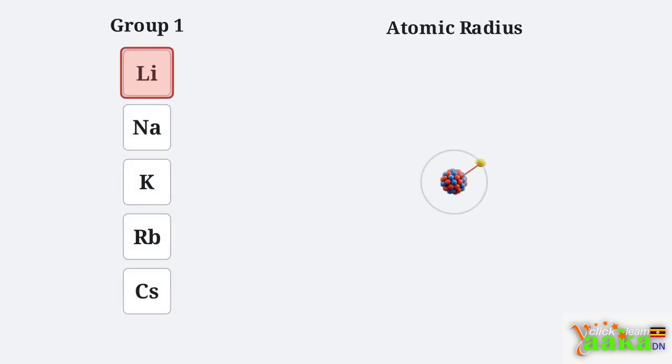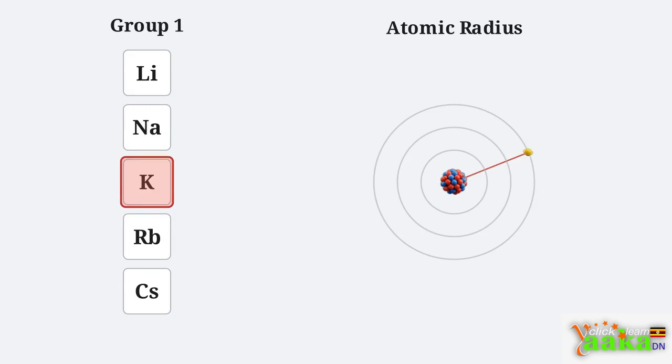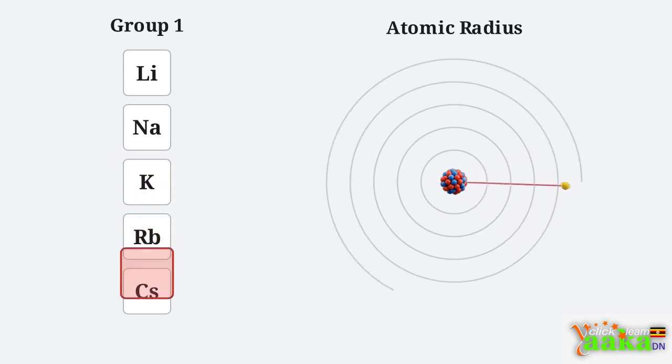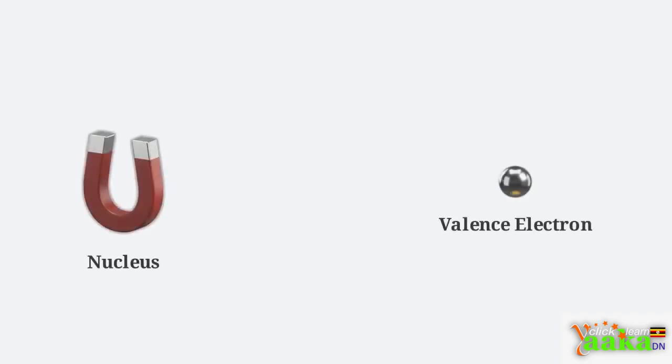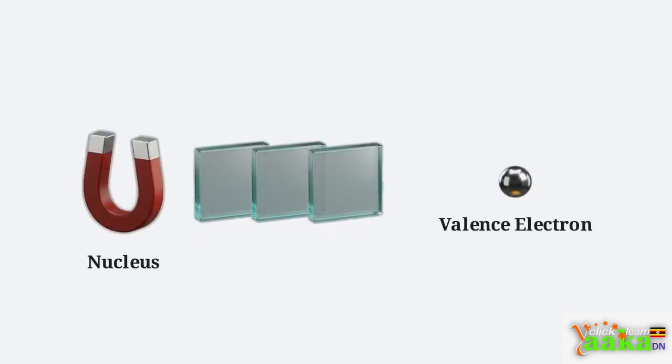Down a vertical group, the math changes. You are adding entirely new layers of electron shells, which physically expands the atom's size. This size increase determines the ionization energy, the energy price required to strip an outermost electron away from the atom's grip. Imagine the nucleus as a magnet and the outer electron as an iron bead.